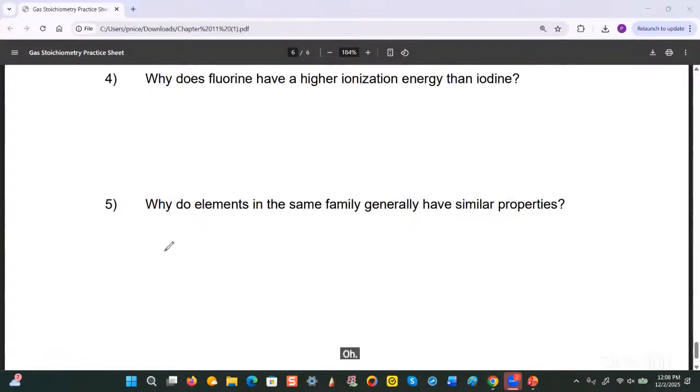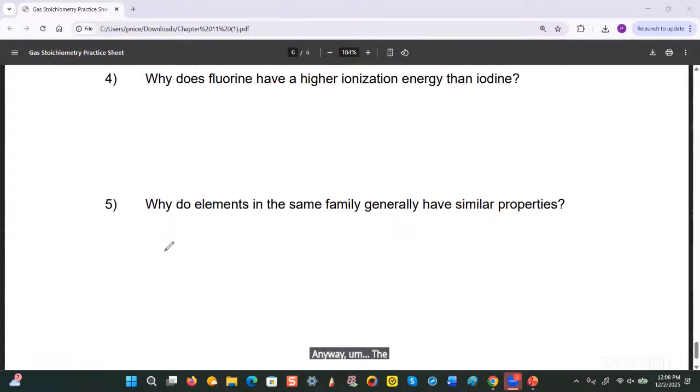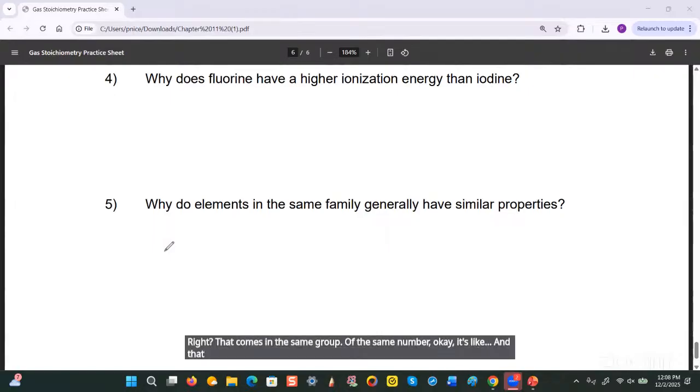Why do elements in the same family, and when they say family, it means the same group, have similar properties? I remember I asked a similar question that I tested a student who said genetics. Anyway, the reason is they have the same number of valence electrons. Atoms in the same group have the same number of valence electrons, and that basically determines the chemical properties of those elements.